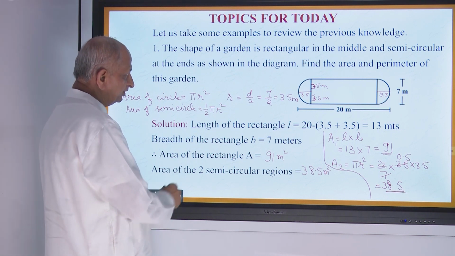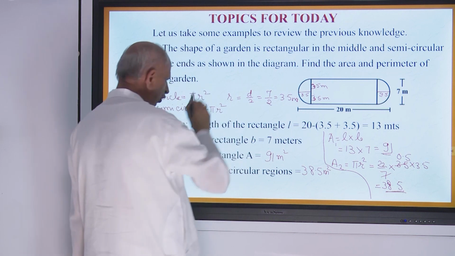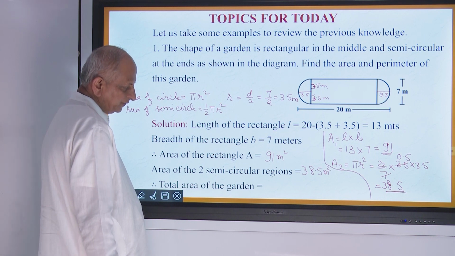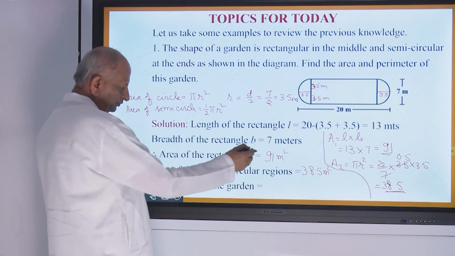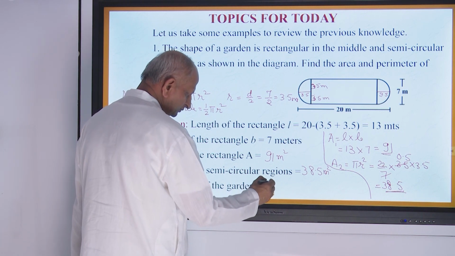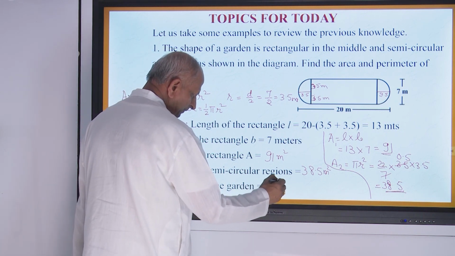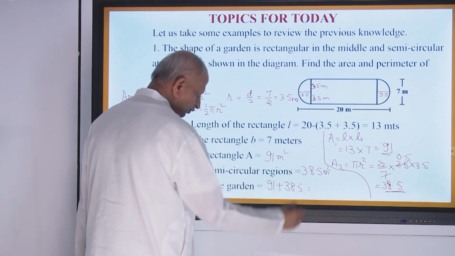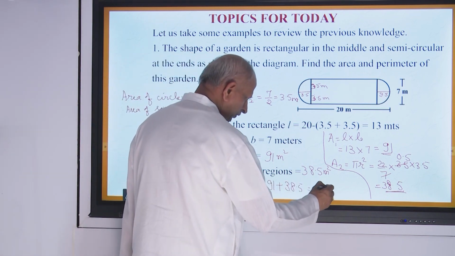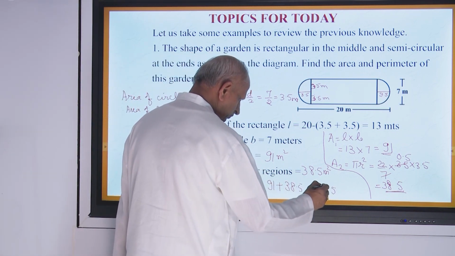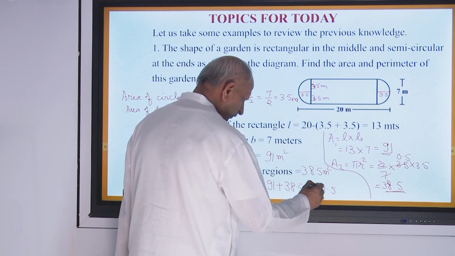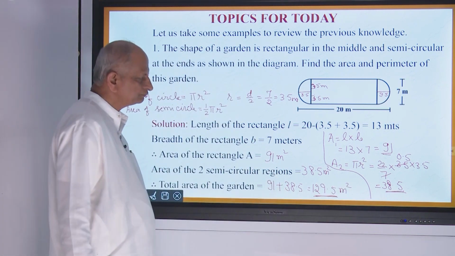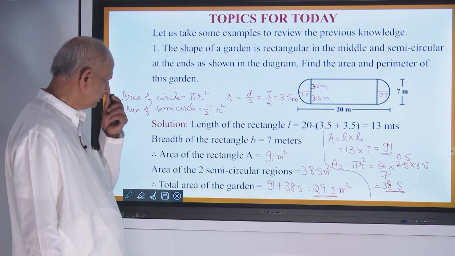Now next question, actually they asked to find the area of the total garden. So total area of the garden. How to find total? Area of the rectangle, that is 91, plus area of the circular region, that is 38.5. That comes to 129.5 square meters. Okay, that is the first part.